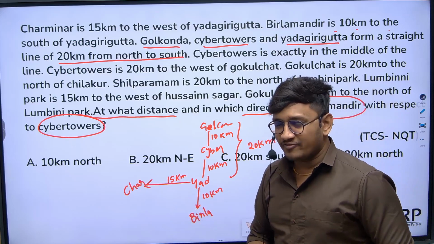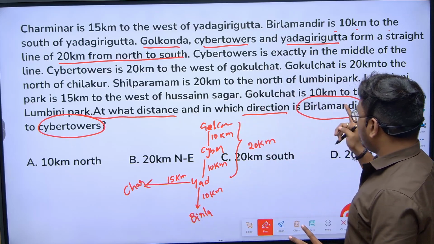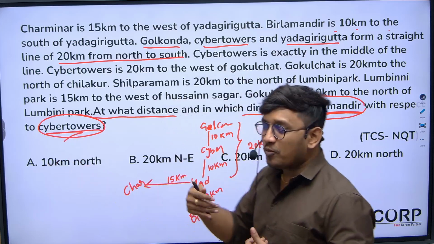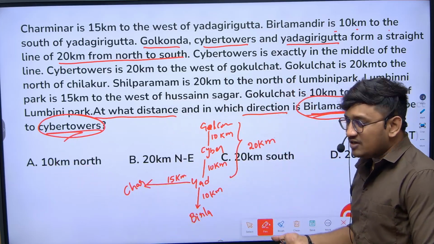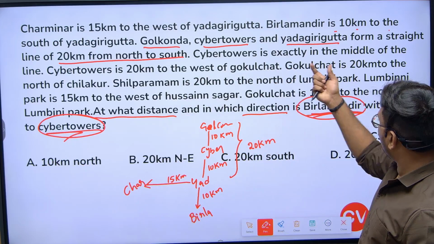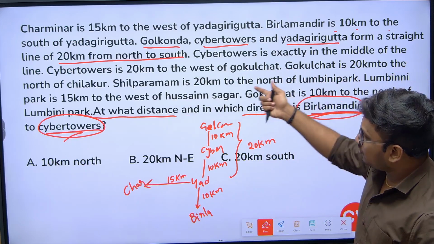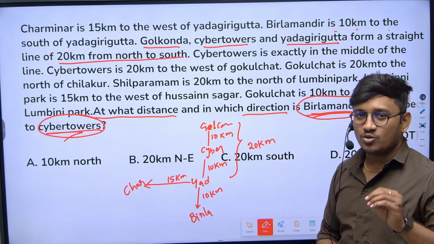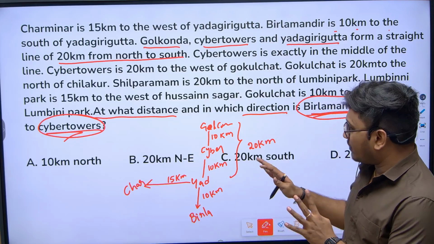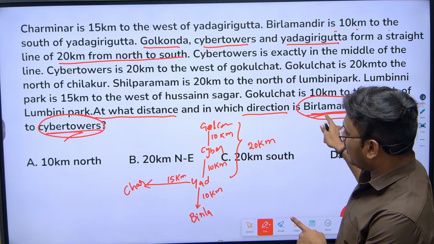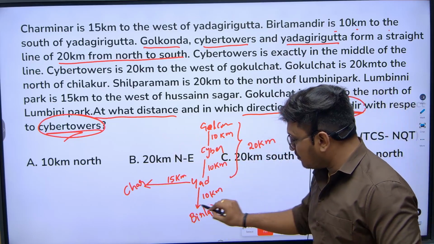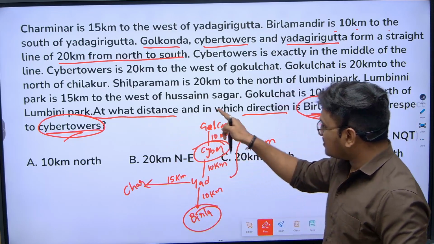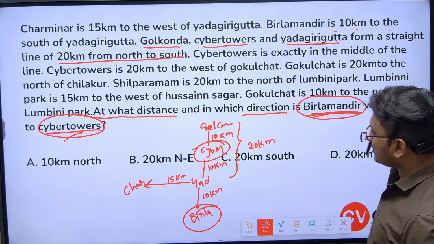To be frank, if you observe the question, they are talking about the reference points of Birla Mandir and Cyber Towers. There is no point of taking the areas like Gokul Chat, Lumbini Park, Hussain Sagar and all. There is no point of considering all those areas. It is only for time waste. Already we got to know that Birla Mandir is here, Cyber Towers is here. What they're asking: what distance and in which direction is Birla Mandir with respect to Cyber Towers?